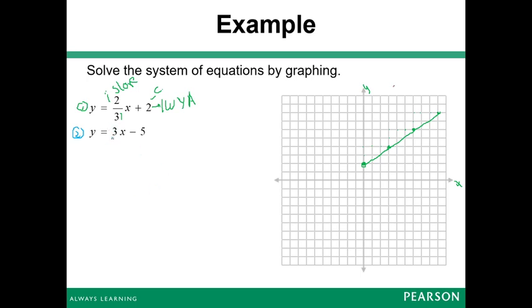With the second equation, we're going to draw this line. Now look at that. We have 3 as the slope, and we have the intercept with the y-axis. Look at that, it's -5. So we begin in this position: -1, -2, -3, -4, and -5. Here is the intercept with the y-axis.